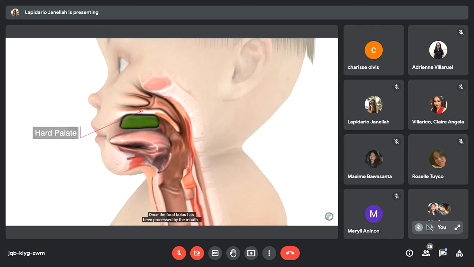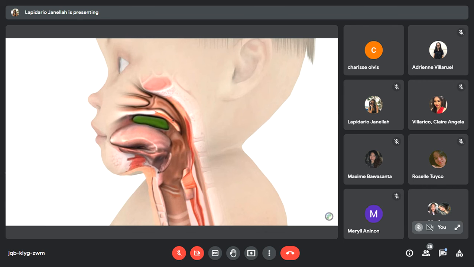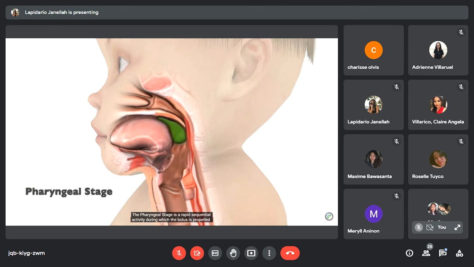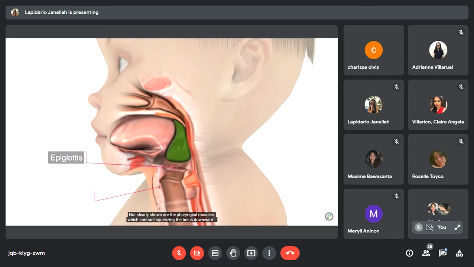Once the food bolus has been processed by the mouth, the oral transit stage begins with the tongue raising up against the hard palate while the back of the tongue drops to allow the bolus to move into the back of the mouth. Simultaneously, the soft palate raises up against the back while closing off the passageway into the nose, preventing any food or liquids from regurgitating back up into the nose. The pharyngeal stage is a rapid sequential activity during which the bolus is propelled into the esophagus. The larynx elevates while the epiglottis flips down, protecting the airway. Not clearly shown are the pharyngeal muscles which contract, squeezing the bolus downward.